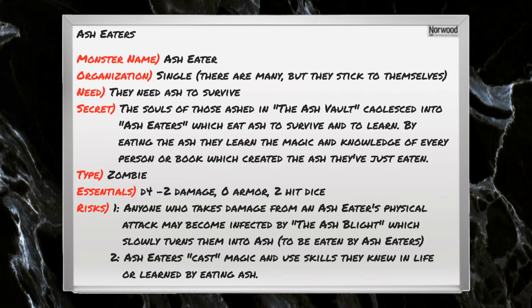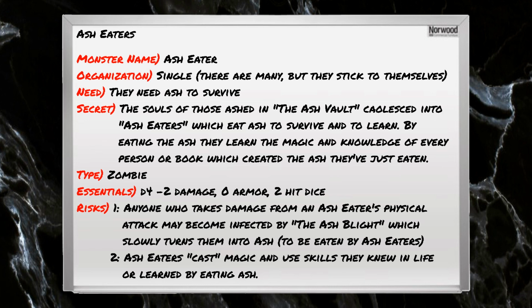So now we'll take a look at the Ash Eaters. Monster name, Ash Eater. Organization, single. There are many, but they stick to themselves. Need, they need ash to survive. Secret. The souls of those ashed in the Ash Vault coalesced into Ash Eaters, which eat ash to survive and learn. By eating the ash, they learn the magic and knowledge of every person or book which created the ash they've just eaten. Type, zombie.